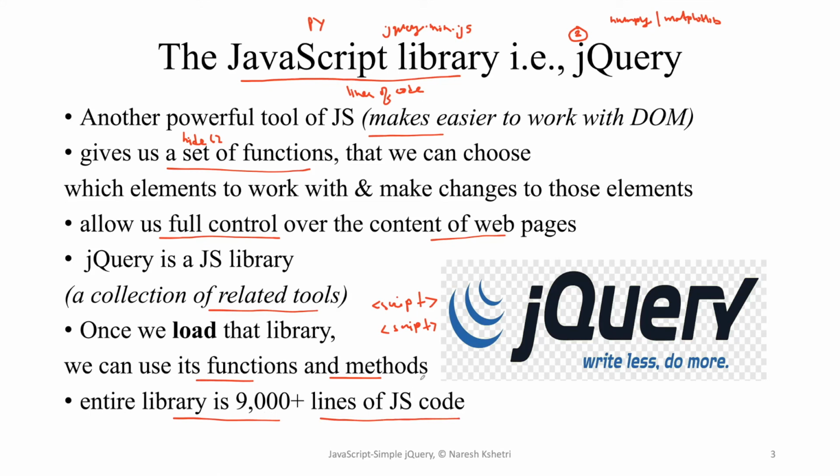That JS file denotes the library, and that library contains nothing but lines of JavaScript code. As it says, the purpose is to write less and do more, because we are accessing the inbuilt functions and methods from that, to make our work easier and faster.